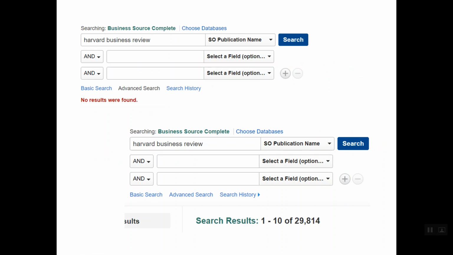Furthermore, the concept of peer review tends to exclude some vital and useful publications. In this example, if you search for Harvard Business Review articles in this publication, and you select peer review, you find no results. In Business Source Complete, Harvard Business Review is not considered a peer-reviewed publication.